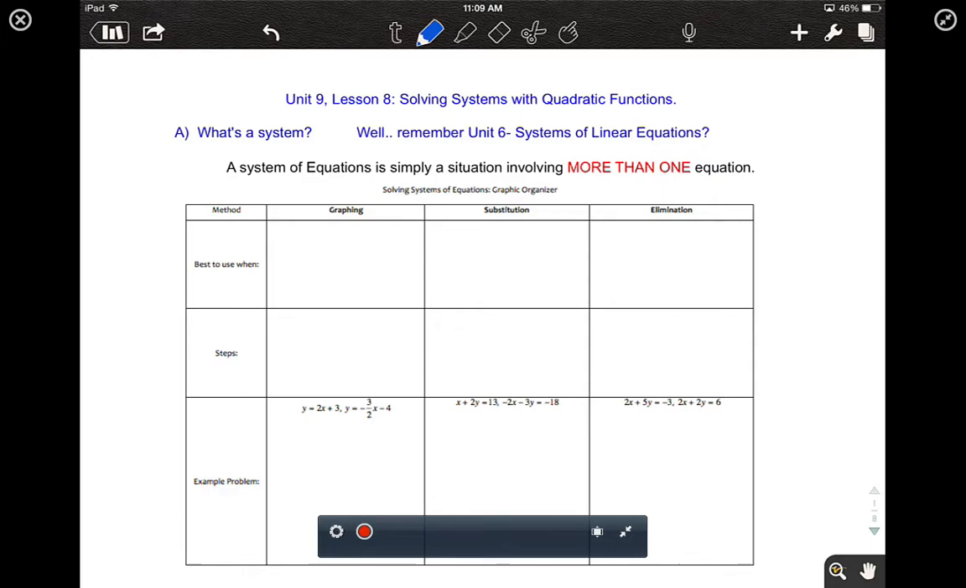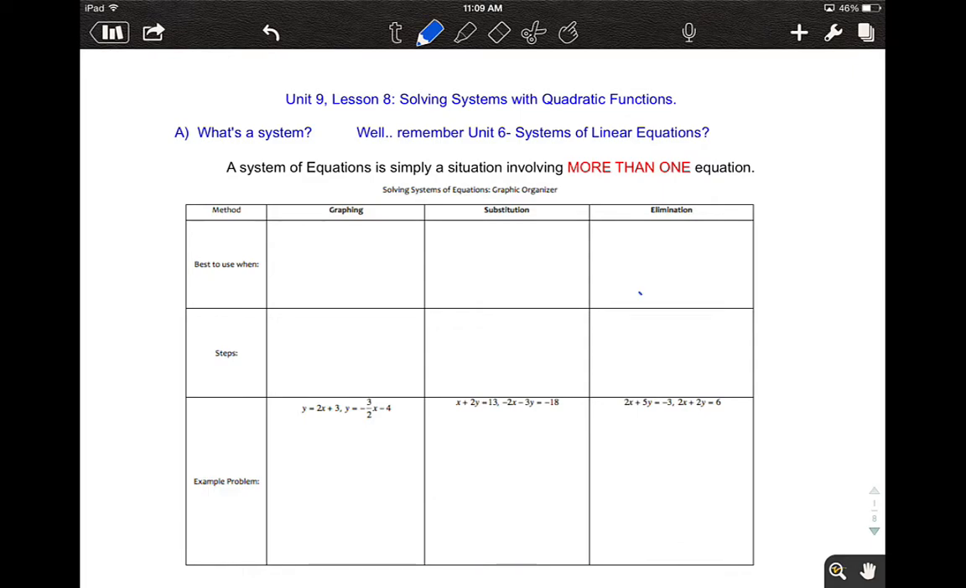We are working on one of our last few lessons here of Unit 9, and it's not necessarily new information, it's just some fun stuff about how you'd solve systems of quadratic functions. And remember, we're going to start by talking about what is a system. What does it mean to have a system of equations? So why don't we go ahead and start there?